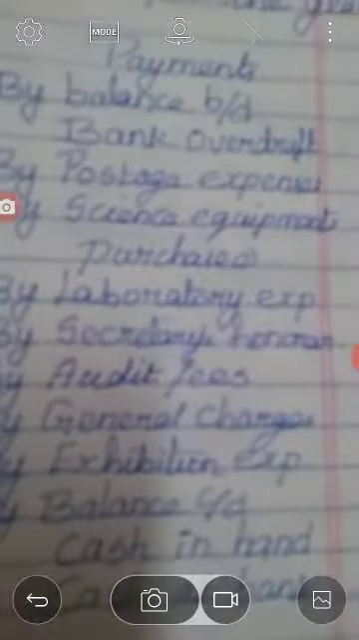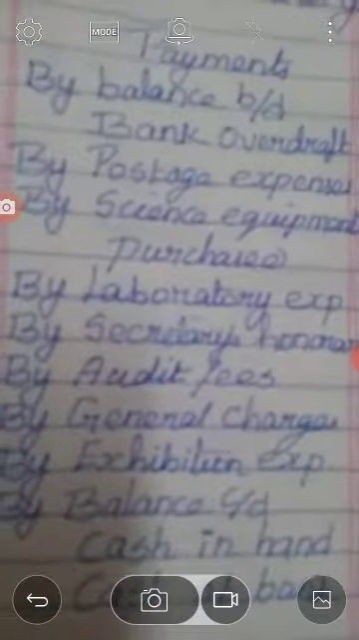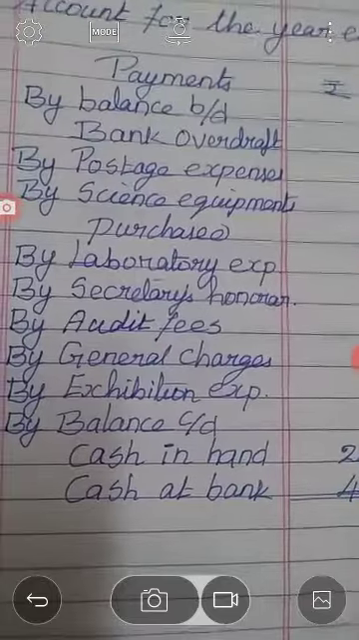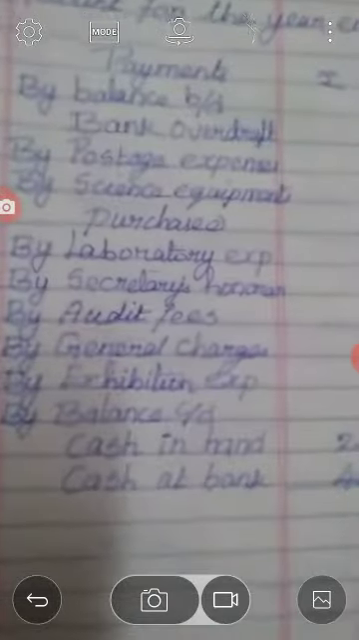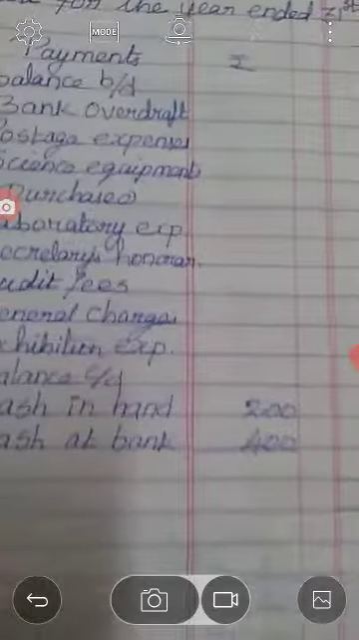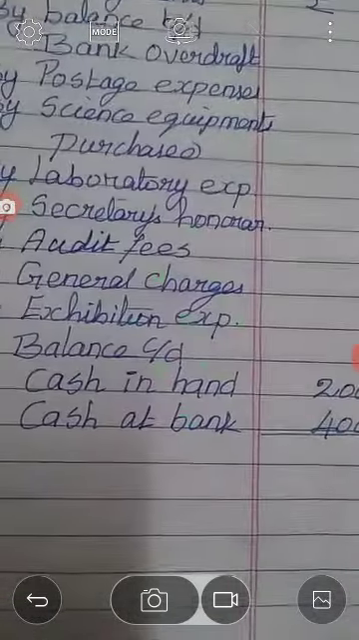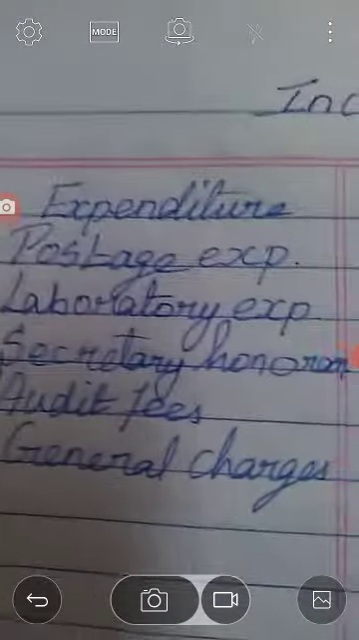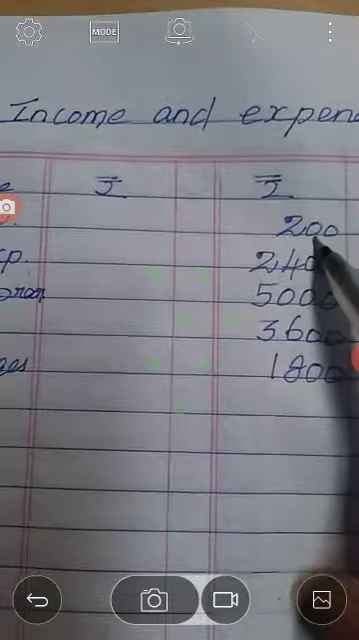So subscription is posted, profit on sale of science equipment, miscellaneous income, then reserve for new auditorium, that's all. Then the expenditure side. Here the bank overdraft should be given. If you had prepared the opening balance sheet, it would be shown on the liability side. But in the sum itself the capital fund is given, so we need not prepare the opening balance sheet. We just leave the bank overdraft. Then to postage expenses, an expenditure of 200. It should be shown on the expenditure side.